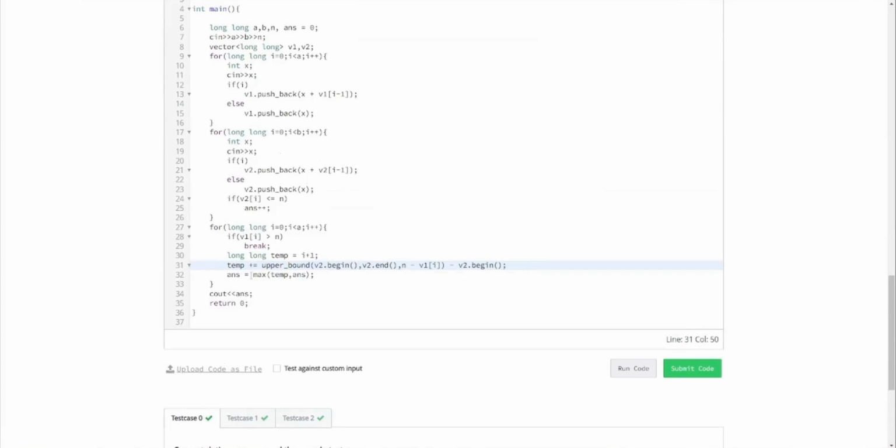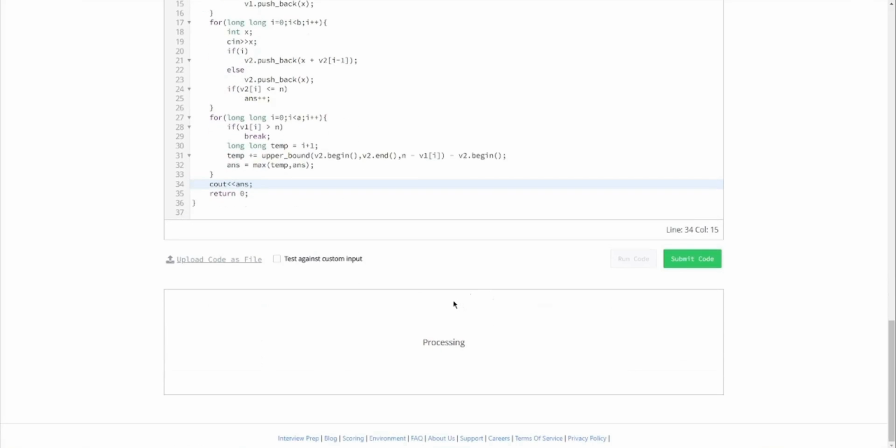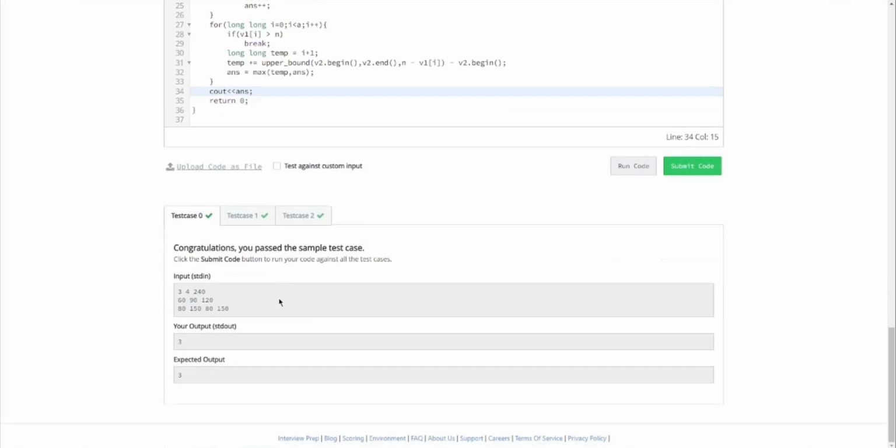In the next line you can see the answer equal to the max function of temporary and answer. So whichever is the maximum value between the temporary variable and the answer counter would be considered. Here we are just giving out the answer, which is the maximum number of books he can read. So let's try and run the code and see the test cases. Yeah, it's working with all test cases.